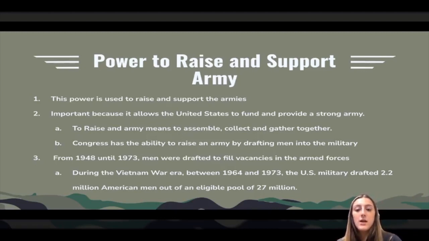From 1948 until 1973, men were drafted to fill vacancies in armed forces. During the Vietnam War, between 1964 and 1973, the U.S. military drafted 2.2 million American men out of an eligible pool of 27 million total.